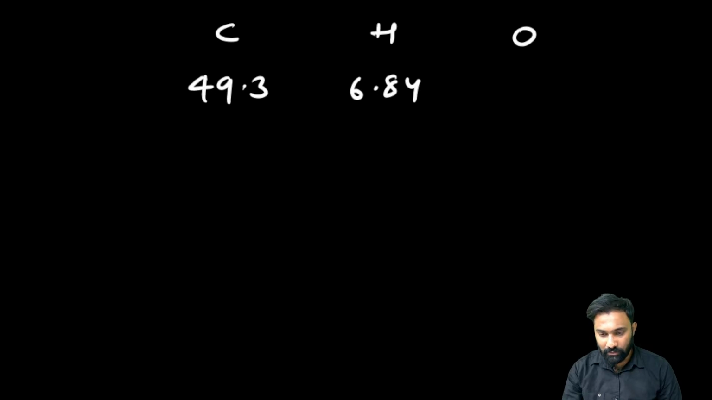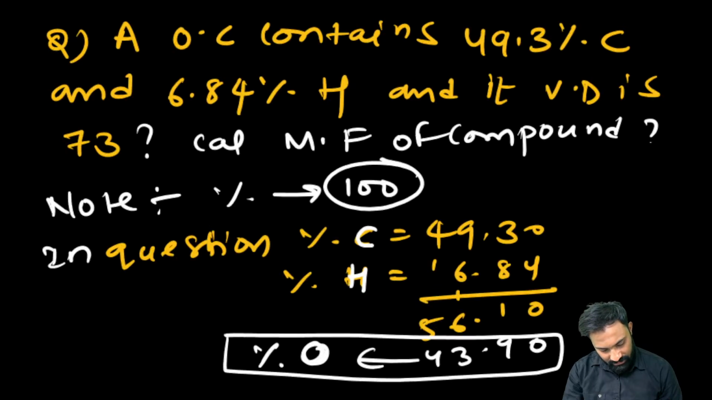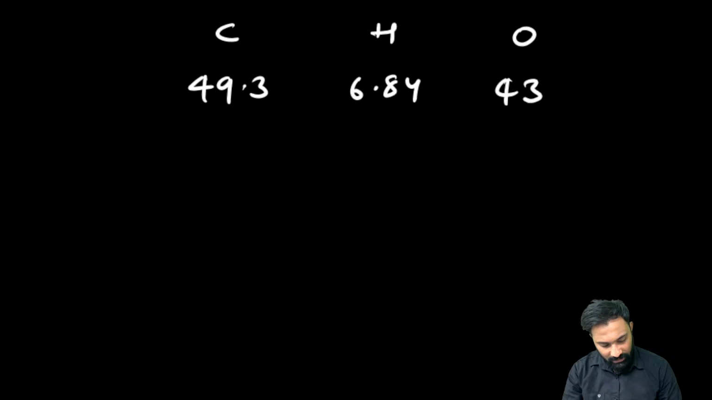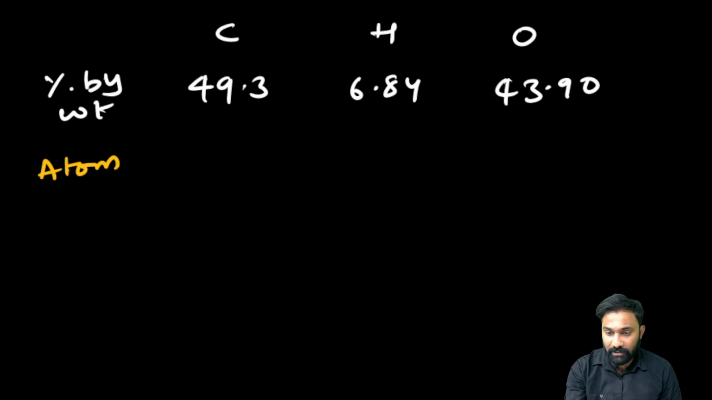Now first one, the carbon, hydrogen and the oxygen, right? The carbon percentage we are having is 49.3, hydrogen percentage will be 6.84. Now the remaining percentage is oxygen, it is 43.90. These are percentages by weight, right? Then if you divide them by their atomic weights, you will get the simplest mole ratio.